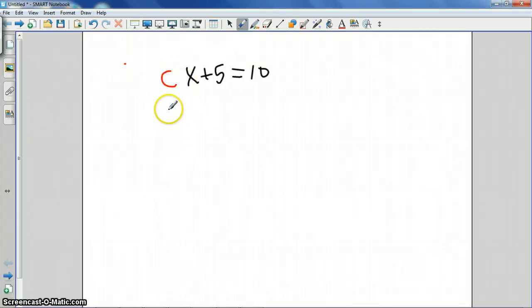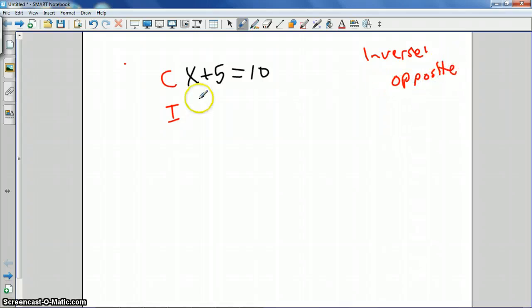First, you copy the problem to your paper. You always do that when you're doing these equations. They always need to be on your paper. Then you show the inverse. And remember, inverse is just kind of a fancy word for opposite in this sense. So you do the opposite operation. Sorry, I'm running together there.